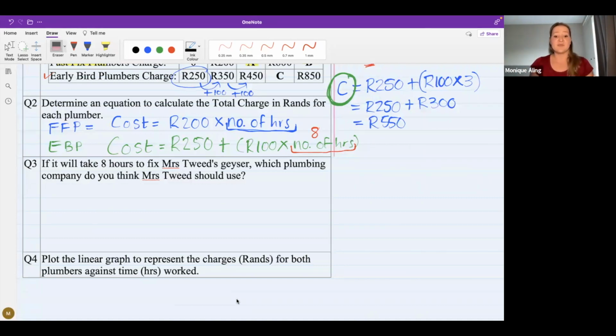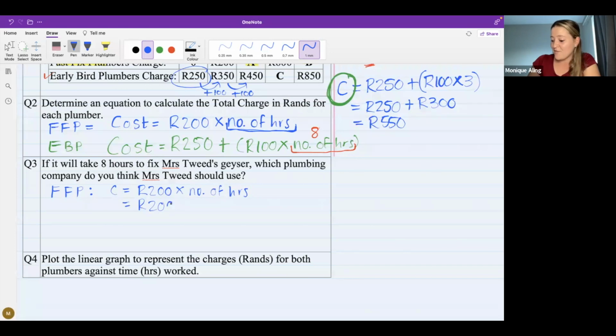We obviously had to do some sort of calculations, right? So let's start with Fast Fix. We know our formula for Fast Fix Plumbers is 200 Rand times number of hours. We just substitute the hours into our formula, and we're looking at 8 hours, which gives us a total cost of 1,600 Rand.